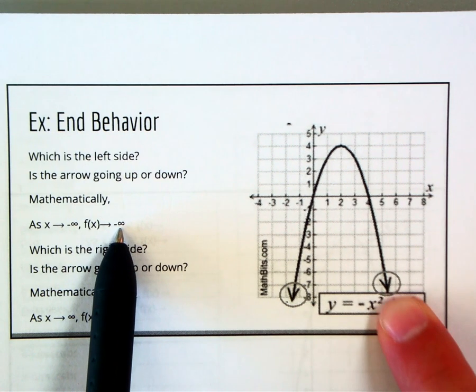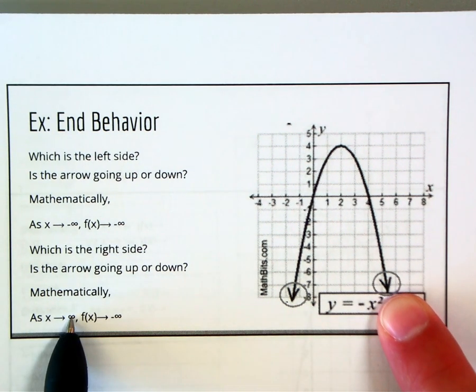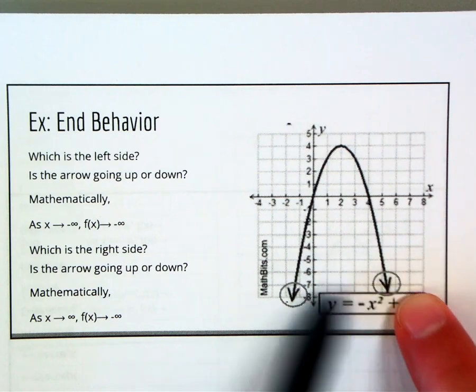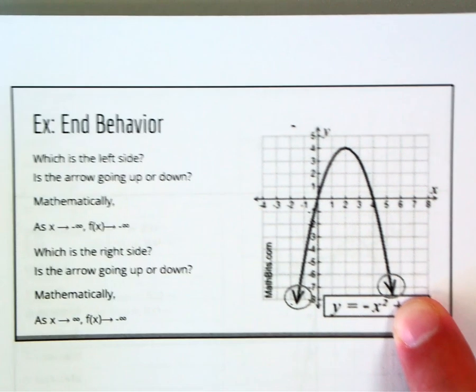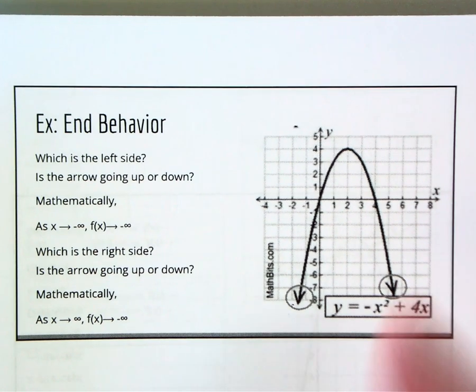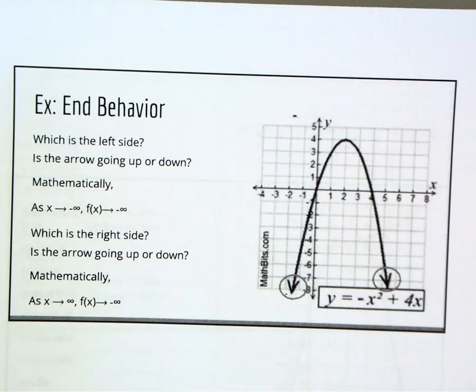So then the right side, as x approaches positive infinity, what is f of x doing? What's your y value doing? Well, it's getting more and more negative, so it approaches negative infinity. So if I said, what's your end behavior? If you wanted to say it really, really simply, you would say down, down. So you've got negative infinity and negative infinity.